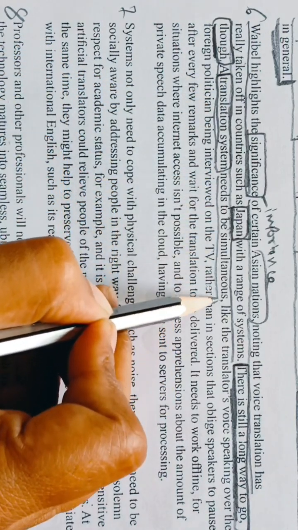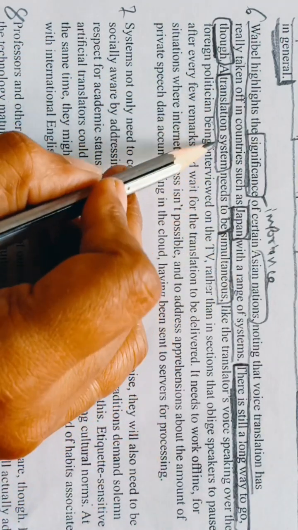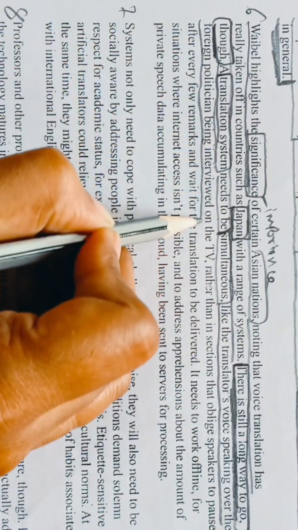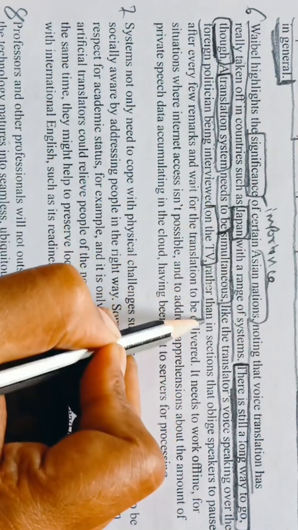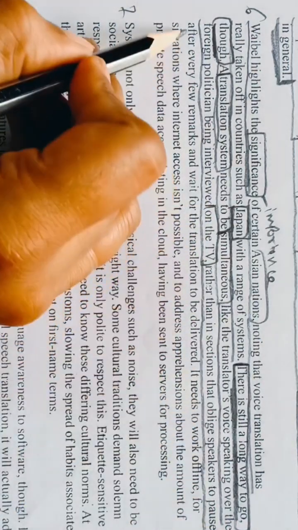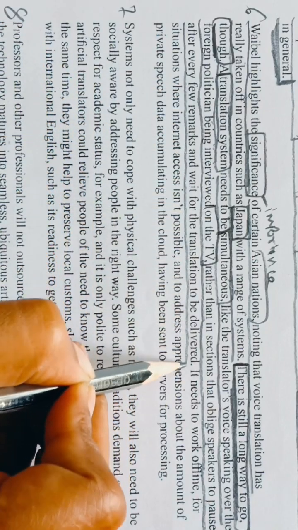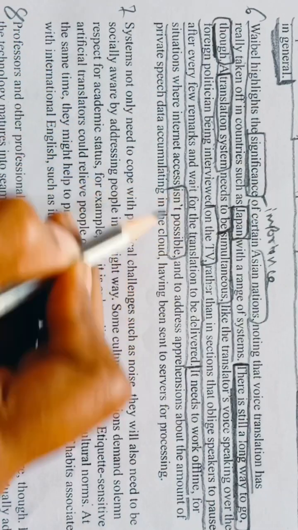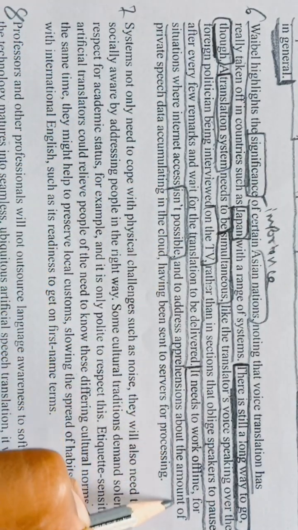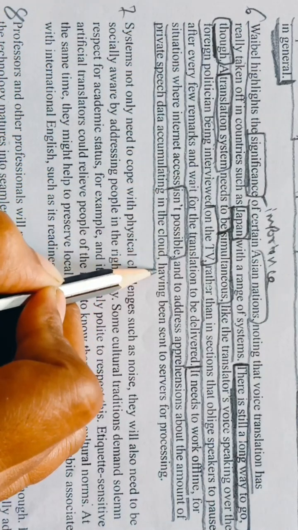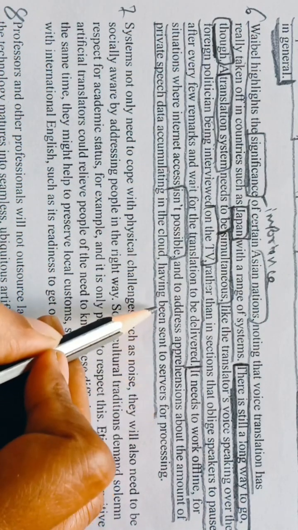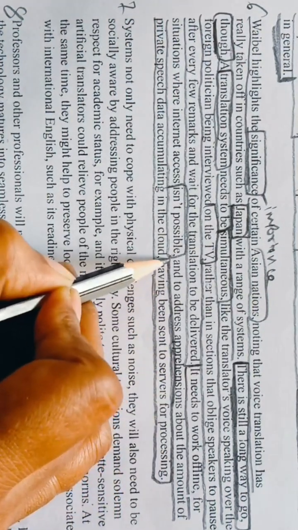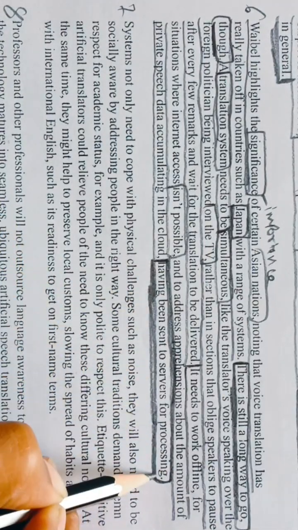A translation system needs to be simultaneous. Simultaneous means continuous. A translation system needs to be continuous, like the translator's voice speaking over the foreign politician being interviewed on a TV, rather than in sections that oblige speakers to pause after every few remarks and wait for the translation to be delivered. It needs to work offline for situations where internet access is not possible, and to address apprehensions about the amount of private speech data accumulating in the cloud, having been sent to servers for processing. Okay, so in this paragraph we are getting our keyword.